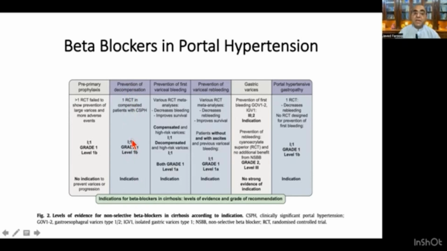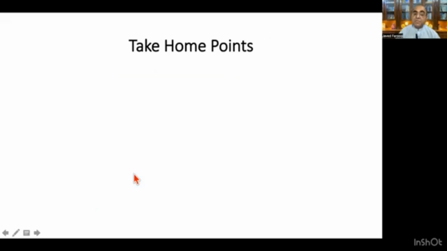We did discuss that the indications for beta blockers in cirrhosis are the prevention of the decompensation, the prevention of the first variceal bleeding, the prevention of the variceal rebleeding, and the prevention of the portal hypertensive gastropathy. So they have a very wide and vital role to play in portal hypertension patients, not only the prevention of the first bleed or the rebleed, but also the prevention of the decompensation.